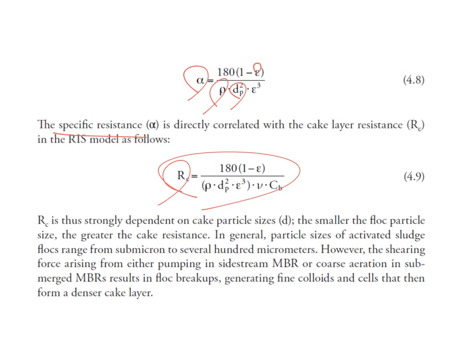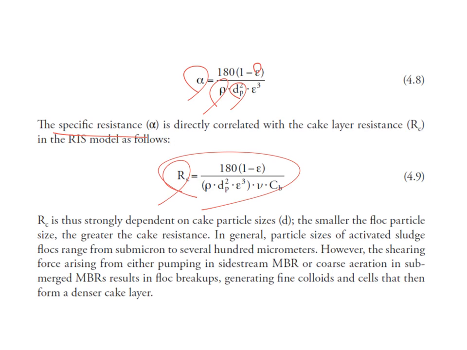So if you decrease the particle size 2 times, the cake resistance increases 4 times. So this is a significant increase in cake resistance. In other words, the cake resistance is sensitive to the particle size. So the plug size is very important, and if the plugs are broken, the plug size will decrease, so the membrane permeability will decrease due to an increase in cake resistance.